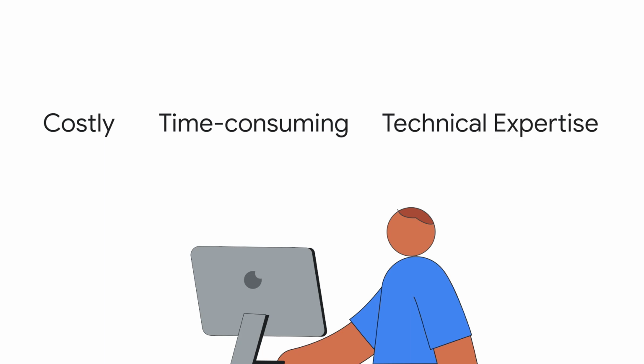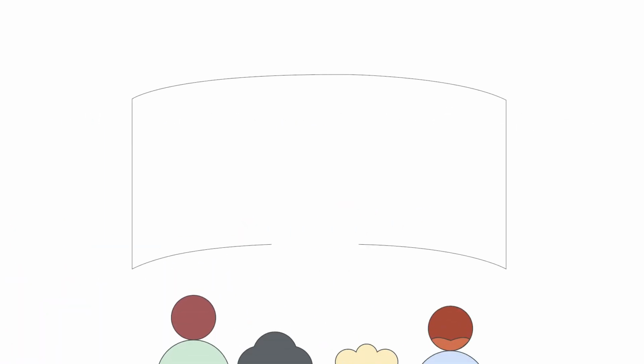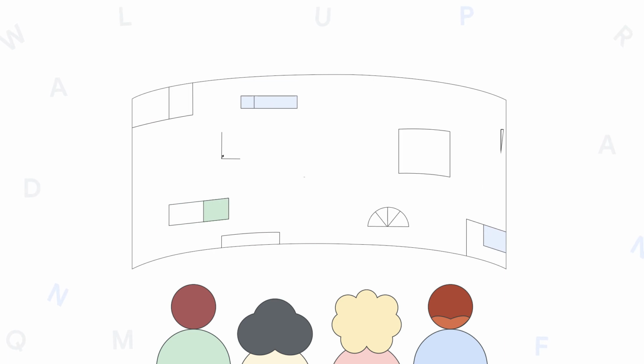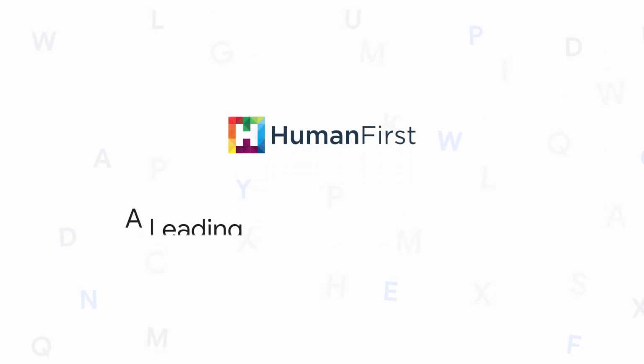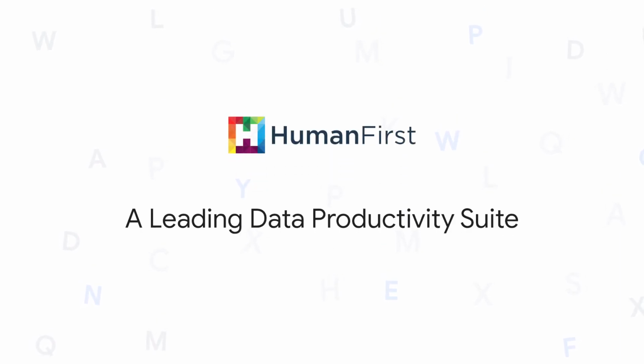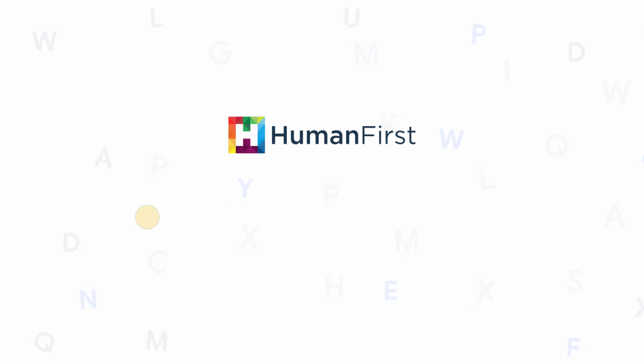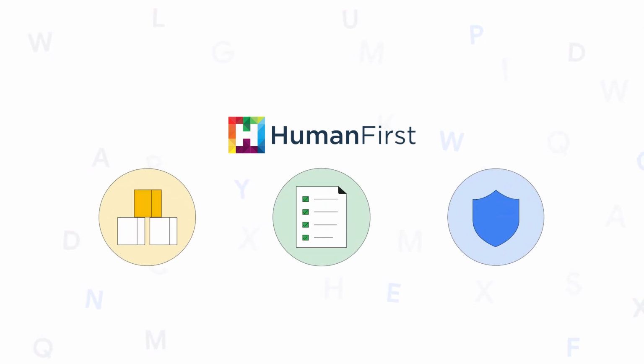maintain accurate performance. Imagine a collaborative, flexible tool that enables any user to build custom AI models faster. HumanFirst is a leading data productivity suite that combines unstructured data with AI-powered features to build, test, and unleash the power of trustworthy AI models.